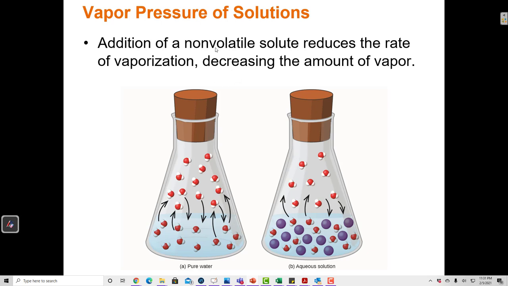Non-volatile means that if we put in another liquid with the water, then that liquid itself has a vapor pressure, and two liquids mixing together is going to have a different effect on the vapor pressure than if we put in a non-volatile solute, so something like a solid. In this case, it doesn't actually matter whether it's ionic, like we were talking about, or covalent, a compound that doesn't have any charged particles in it. This effect would still happen. And that's true of all colligative properties.